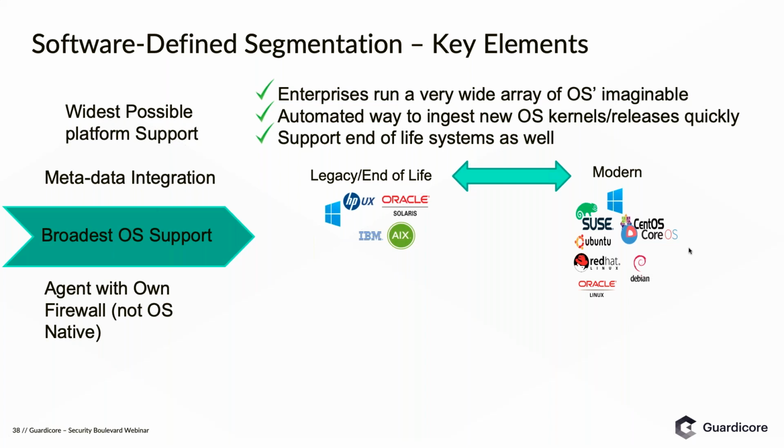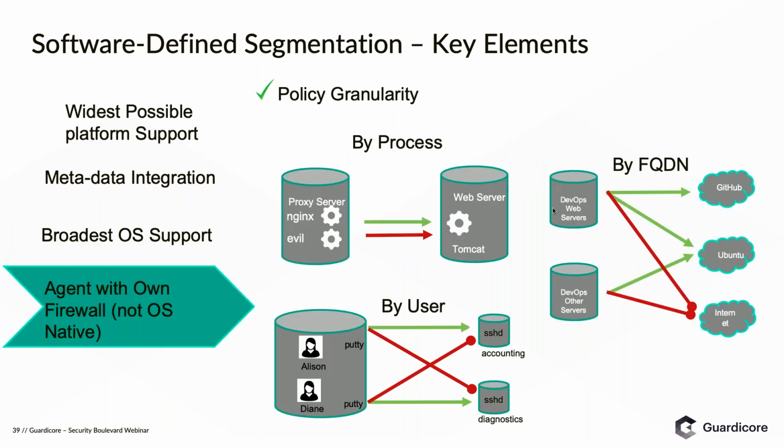And so not only do you need to be concerned about legacy end of life, but when you choose a software-defined segmentation solution, also ask how they handle new releases, because that's critical, because having that broadest OS support means you're covering the broadest number of enterprises out there imaginable. And as I mentioned before, it's important to have an agent, and an agent with its own firewall, not native to the operating system. And the reason for this is, especially in Linux, you want policy granularity.